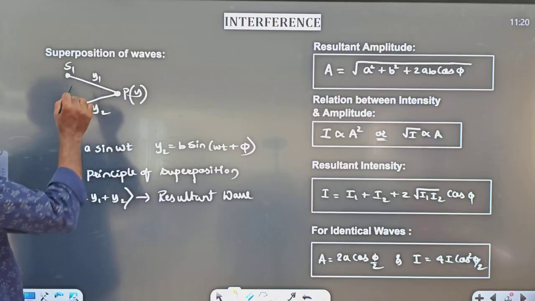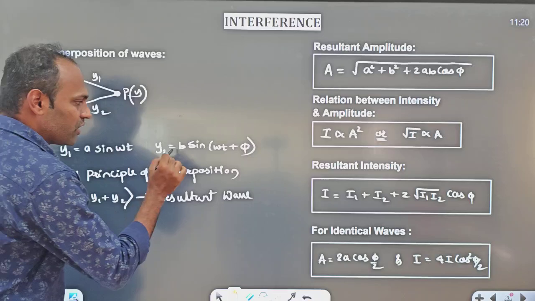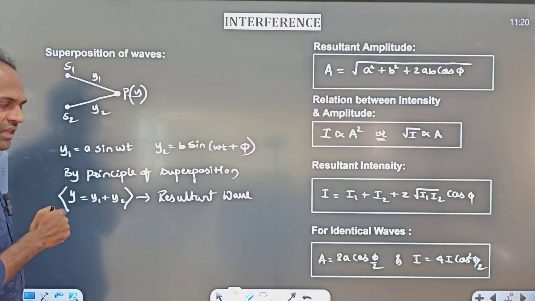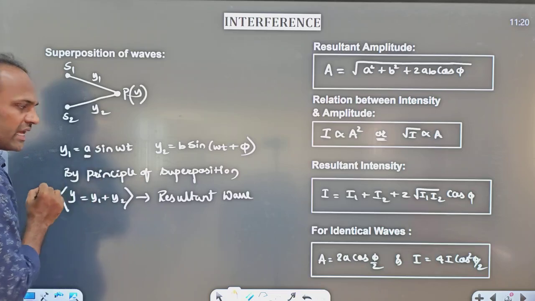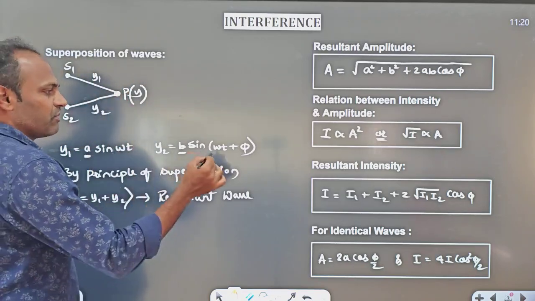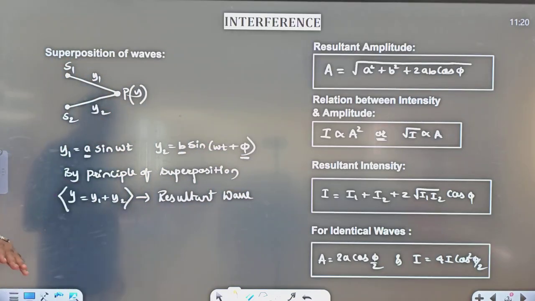Okay, the first wave y1 is equal to a sin omega t. The second wave y2 is equal to b sin(omega t plus pi). Right? These are the two waves. So the amplitude of the first wave is a, the amplitude of the second wave is b. The phase difference between the first wave and the second wave is pi. This is the phase difference between the two waves. They are getting superimposed.